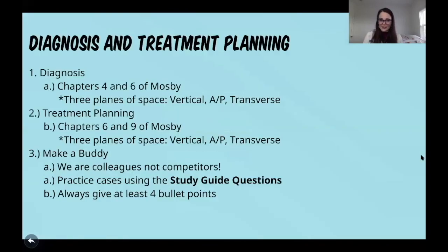All right, for diagnosis, spoiler alert, I really liked Mosby's textbook, but specifically for diagnosis, chapters 4 and 6, I felt were really helpful. Always identify things in their 3 planes of space for diagnosis and for treatment planning. So vertical, AP, and transverse. For treatment planning, I thought chapters 6 and 9 of Mosby's were very helpful.